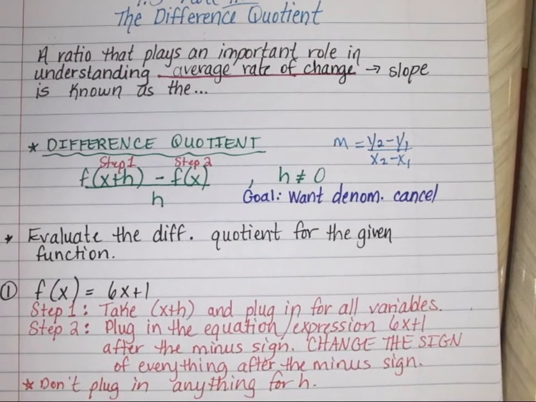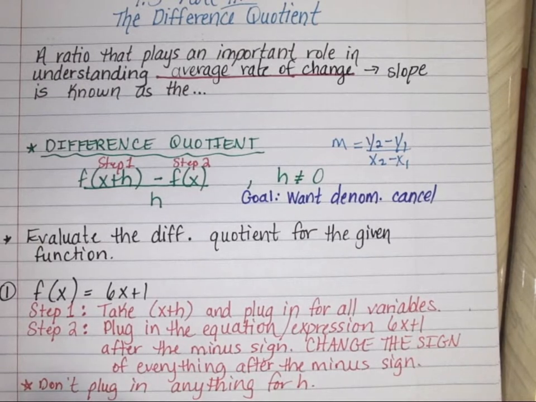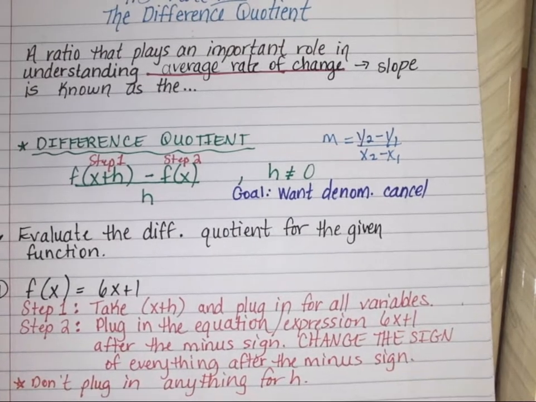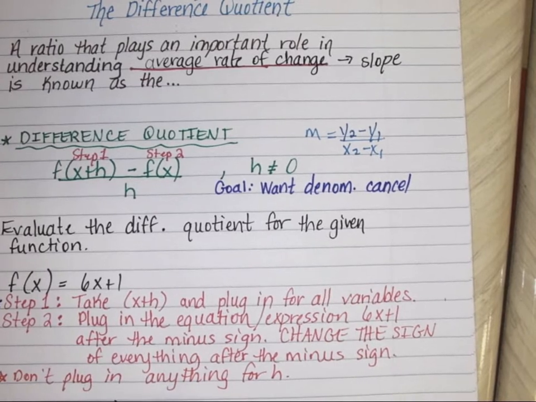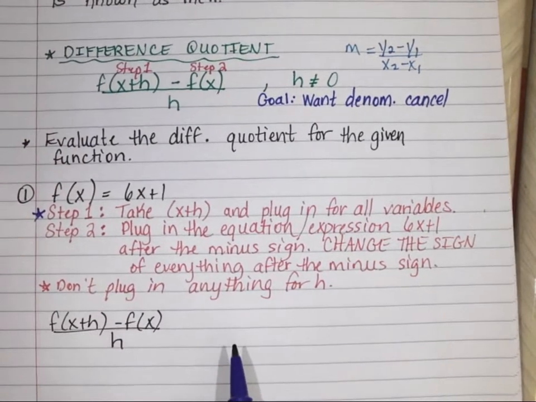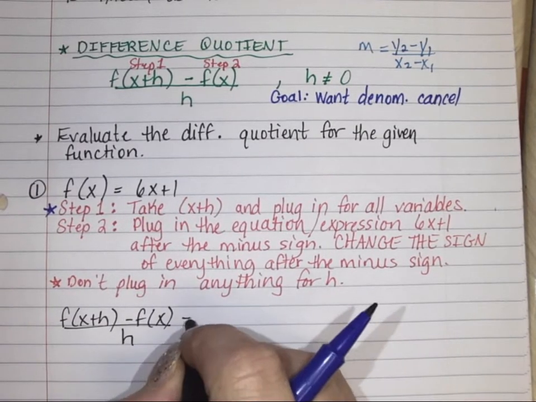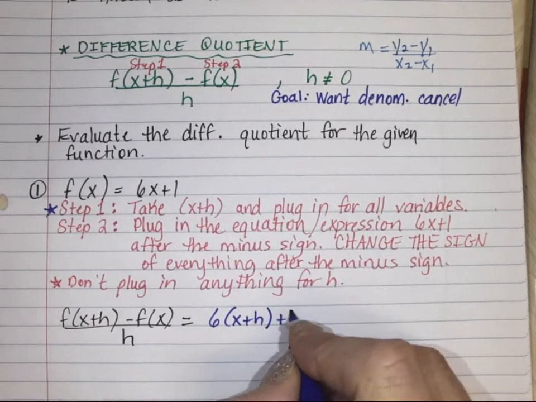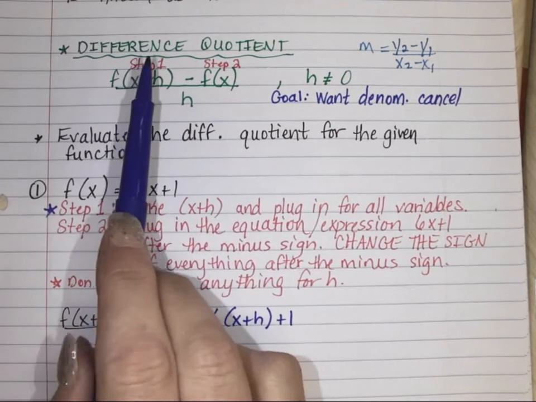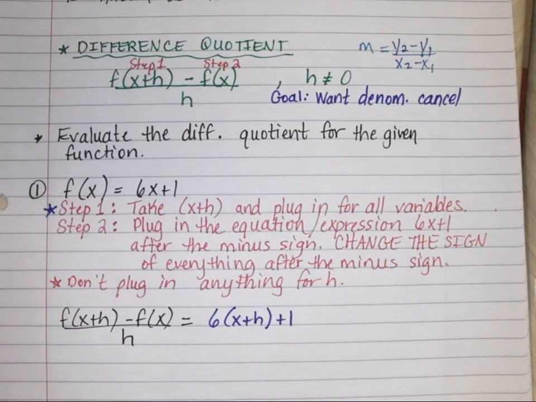All right, let's go through step 1. So we're going to take our formula, f of x plus h minus f of x all over h. All right, for step 1, I'm going to take my function, 6x plus 1, and we're going to plug in x plus h everywhere I see an x. So that's step 1. This is telling me I take that whole chunk and plug it in everywhere I see a variable.